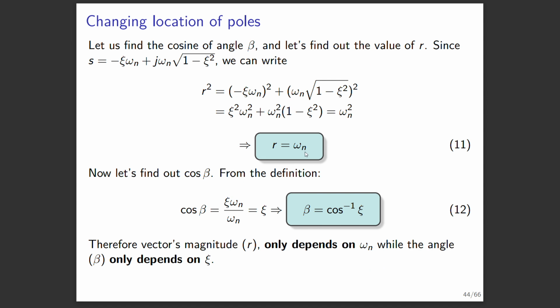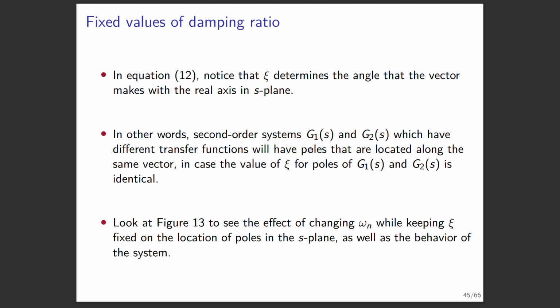Okay, so I have omega n and c both shown in a figure. So graphically now I know what's the meaning of damping ratio and omega n on the zero pole plot. Notice that in equation 12, c determines the angle that the vector makes with the real axis in the s-plane. In other words, second order systems, G1 and G2, which have different transfer functions, will have poles that are located along the same vector in case the value of c for both of them is identical.